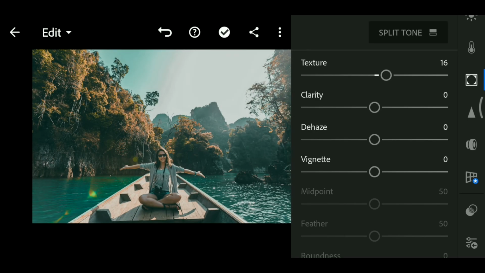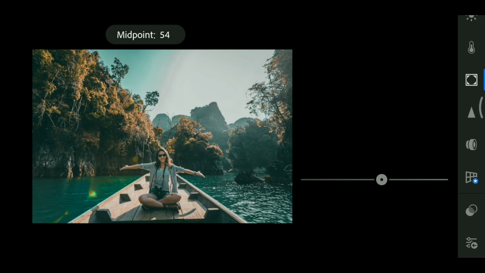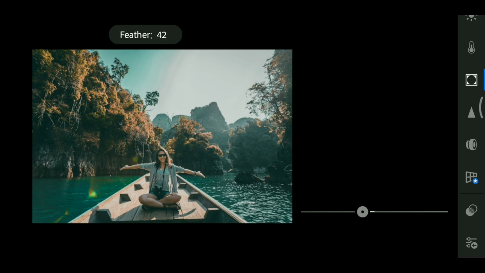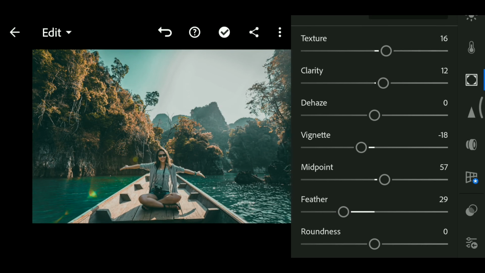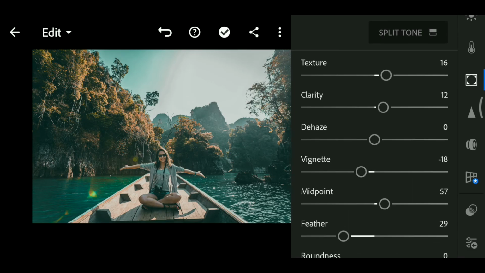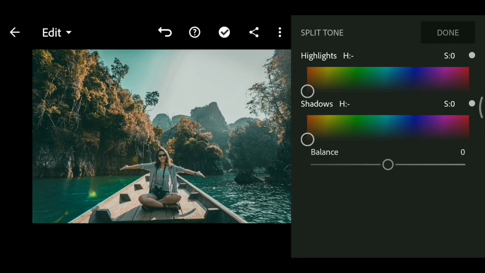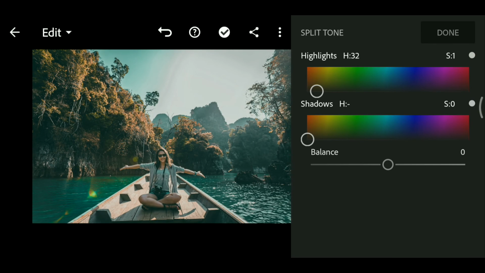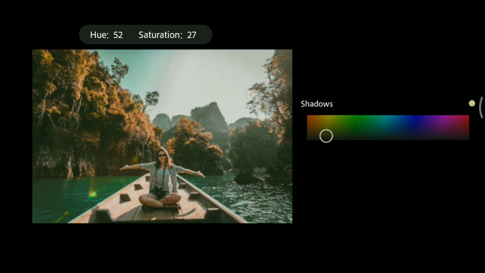Then effect: texture 16, clarity 12, vignette minus 18, midpoint 57, feather 29. Spotlight: highlights 31, saturation 2. Shadows 262, saturation 13.